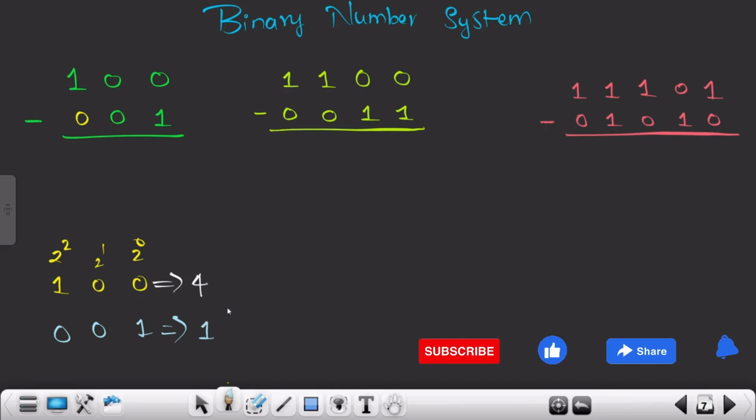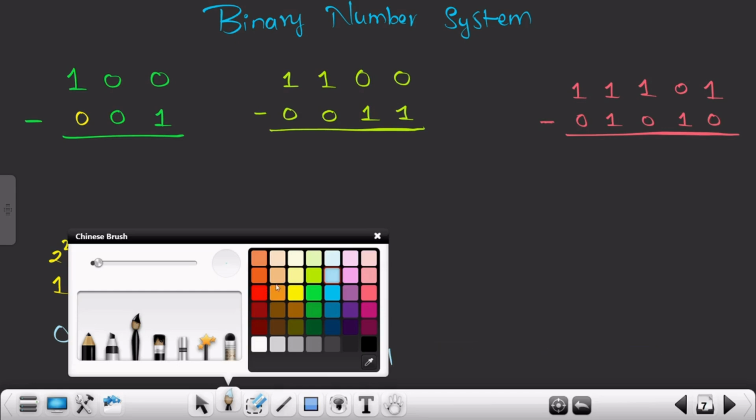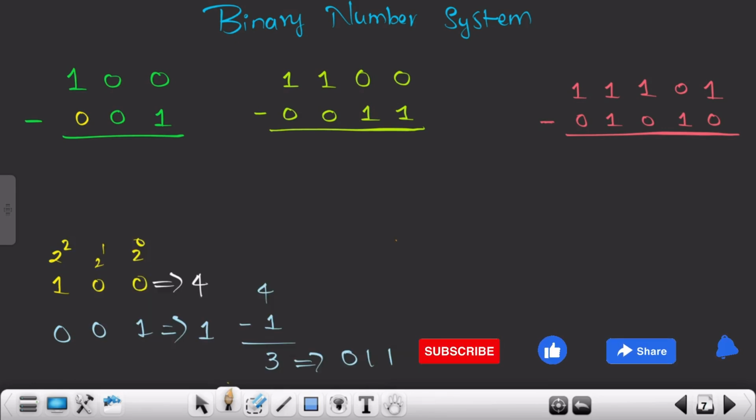So what is 4 minus 1? If I perform this subtraction operation, it is 3, right? So over here, the binary number we will get would be 0 1 1. It is 2 raised to 1, and yeah, it is so. This is the binary number we should be able to obtain by performing the subtraction operation. Okay, so let's check how to perform subtraction in the binary number system.